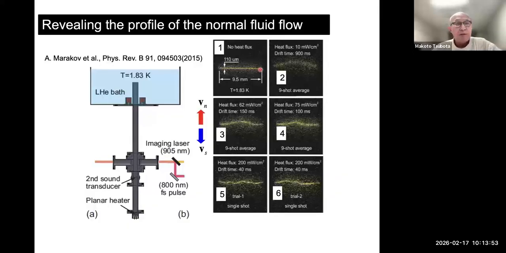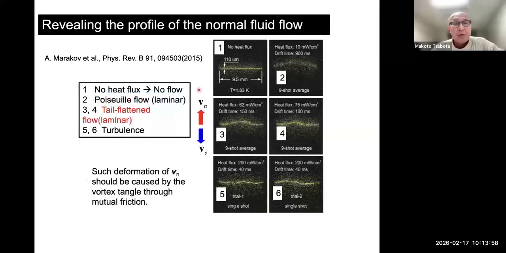So probably you must be very familiar with these experiments. I won't explain the details, but the point is, as the heat flux is increased, the profile of the normal fluid changed from the laminar, what we call tail-flattened flow, and changing to the turbulence like this. Such a deformation of the normal fluid profile should be caused by the vortex tangle through mutual friction. So in order to understand this phenomenon, the one-way simulation is not enough. We have to take account of the back reaction from the superfluid to the normal fluid.